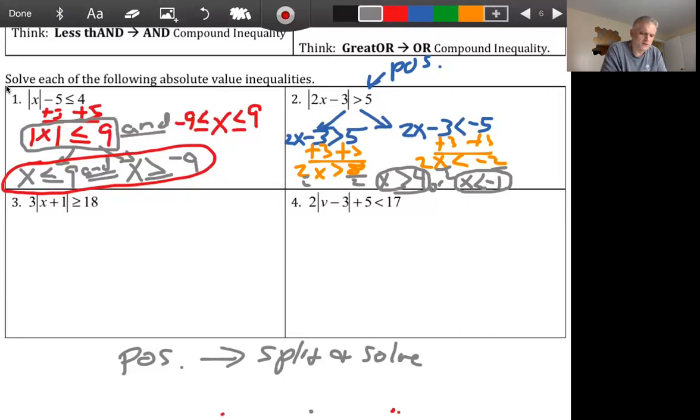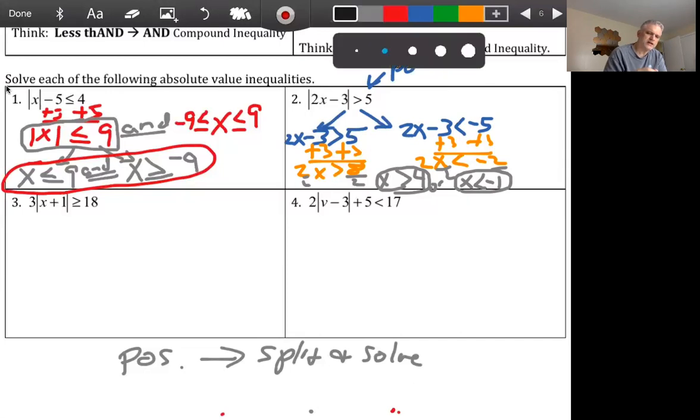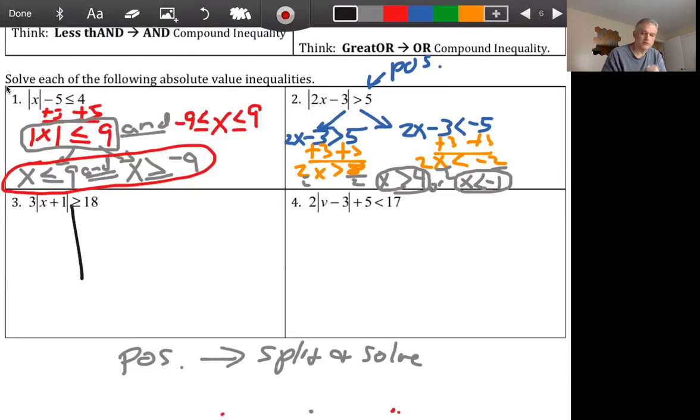Okay. All right. Next up, number 3. Let's look at it. So are the sticks isolated? They're on the left side. There's something with the sticks. There's a 3. Don't want anything with the sticks. Want to isolate them. So we got to divide by 3, divide by 3.